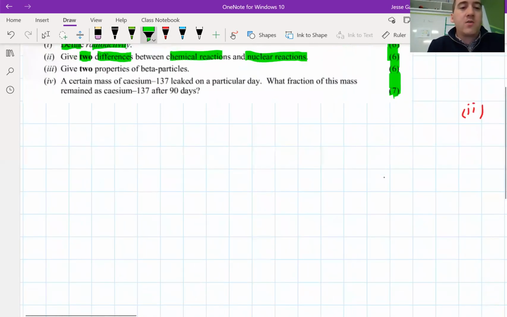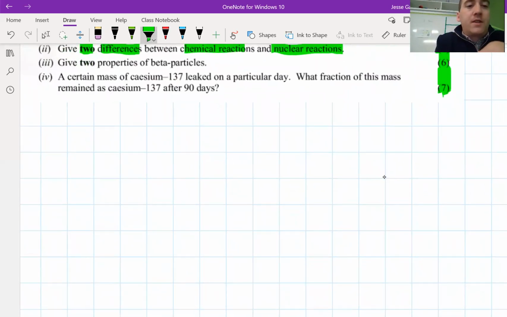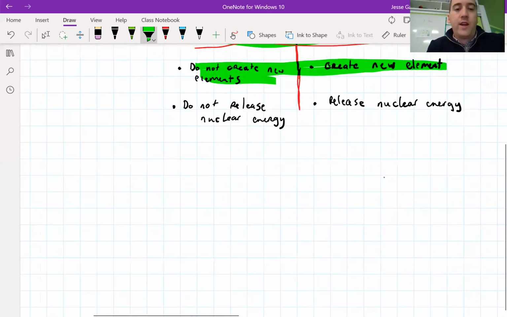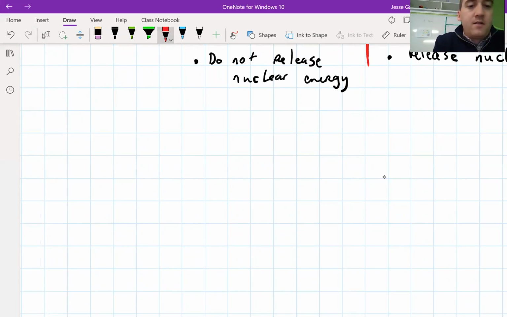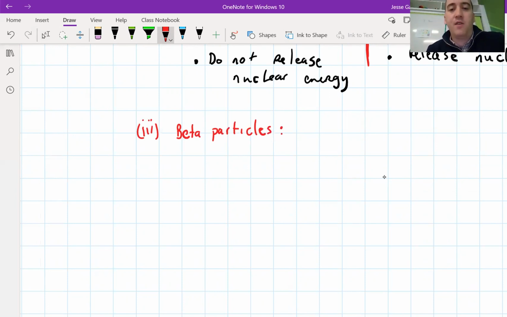All right, the next one, give two properties of beta particles. So make sure we're given two, and we're talking about beta particles. Okay, so over here, part 3 we're looking at. Okay, so we're talking about beta particles. And again, some of you will know exactly two properties of beta particles. If you do, pause the video and write them down now.